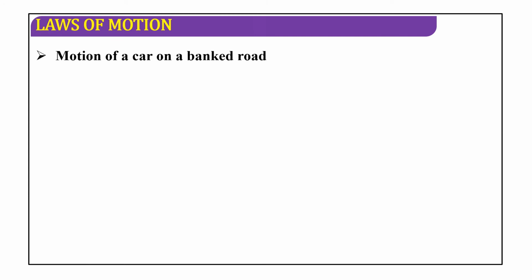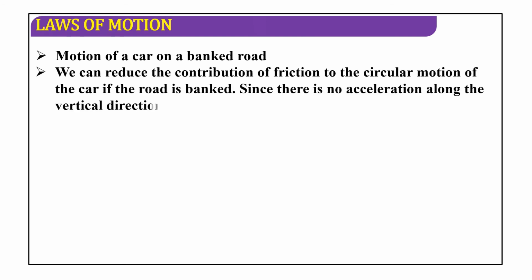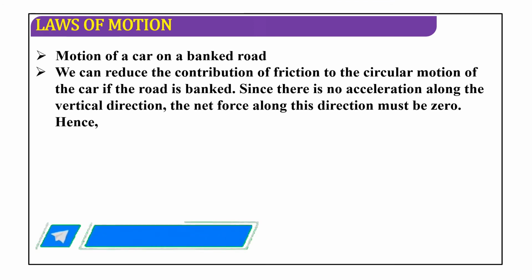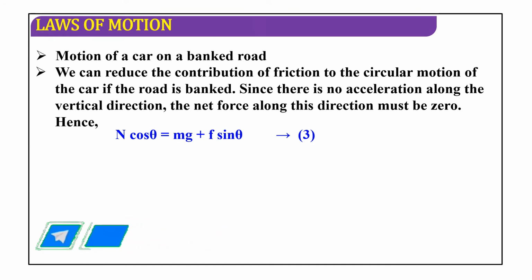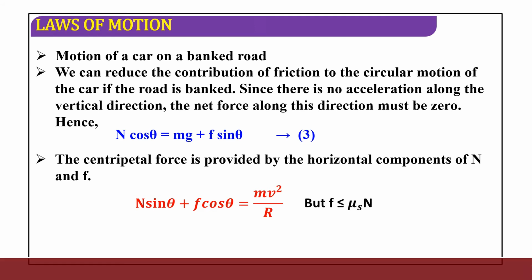Motion of the car on a banked road. Let us discuss. We can reduce the contribution of friction to the circular motion of the car if the road is banked. Since there is no acceleration along the vertical direction, the net force along this direction must be 0. Hence, N cos theta equals mg plus F sin theta. Consider this as equation number 3. The centripetal force is provided by the horizontal component of N and F. So N sin theta plus F cos theta equals mv square by R. But F is less than or equal to mu s N.